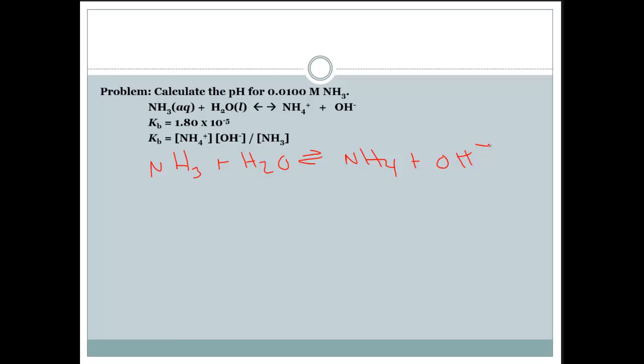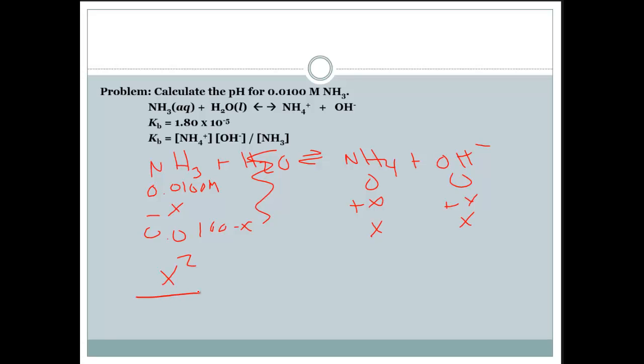From here, we can say that we are starting with 0.01, nothing for the water, then 0 and 0, minus x plus x plus x, so that's 0.0100 minus x, x and x. So x squared over 0.0100 minus x is equal to the equilibrium constant of 1.80 times 10 to the negative 5. I'm going to try to assume that this bottom x goes away because it's not big enough.